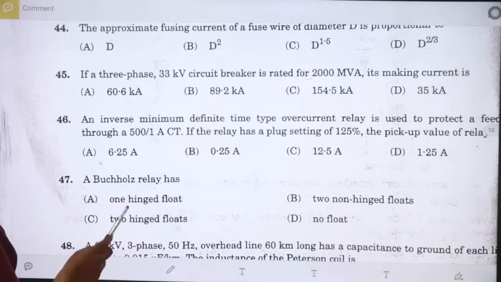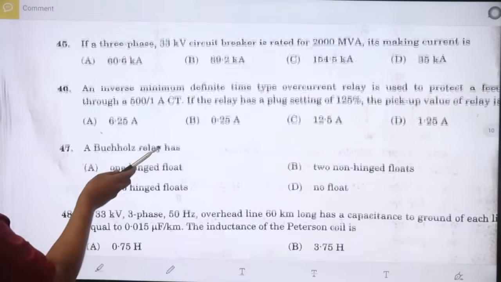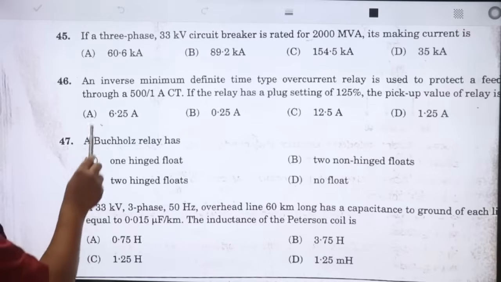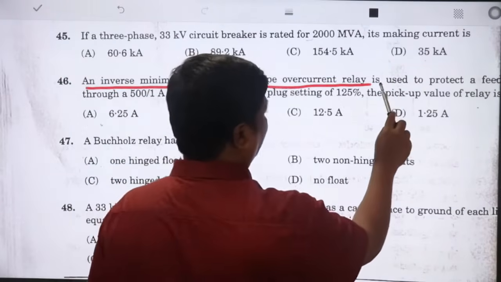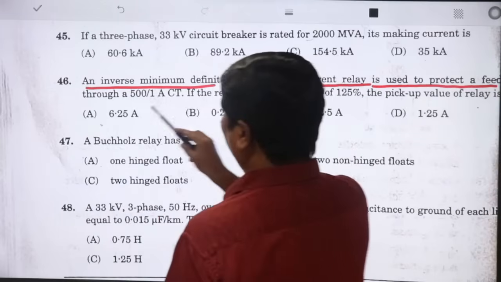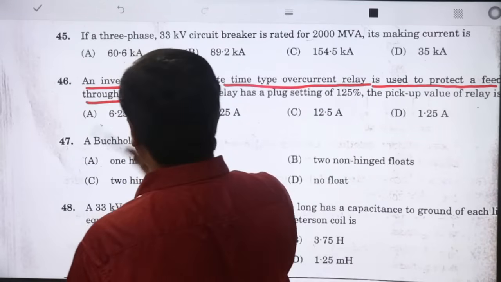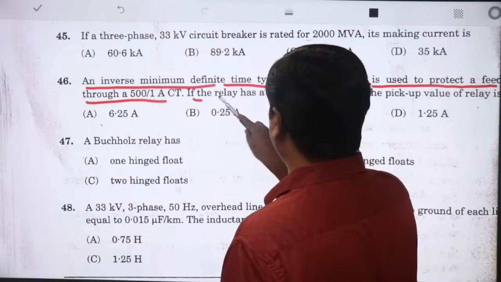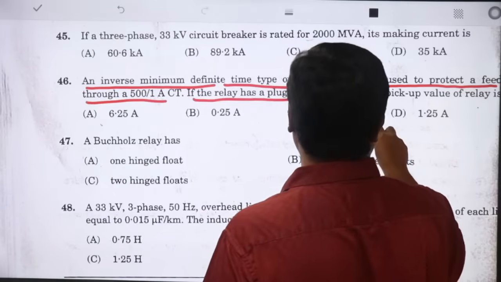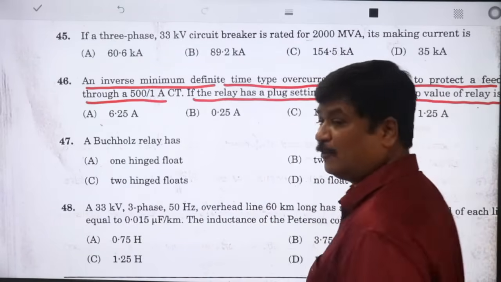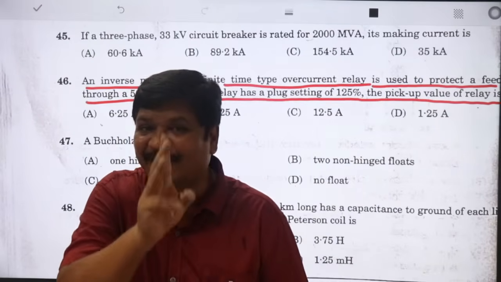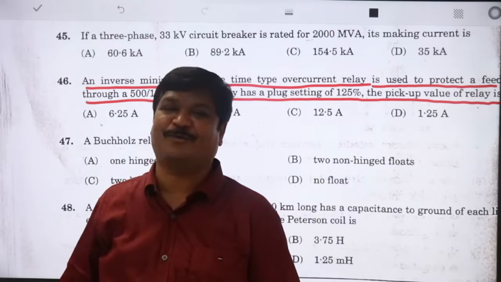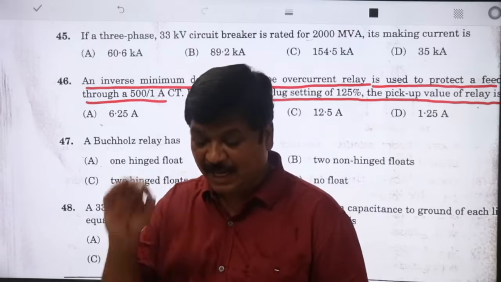See this question. The inverse minimum definite time type overcurrent relay is used to protect the feeder through a 500 by 1 ampere CT. If the relay has plug setting of 125%, the pickup value. I hope 3 problems related to this I told you. You just check in your notes. Same information.